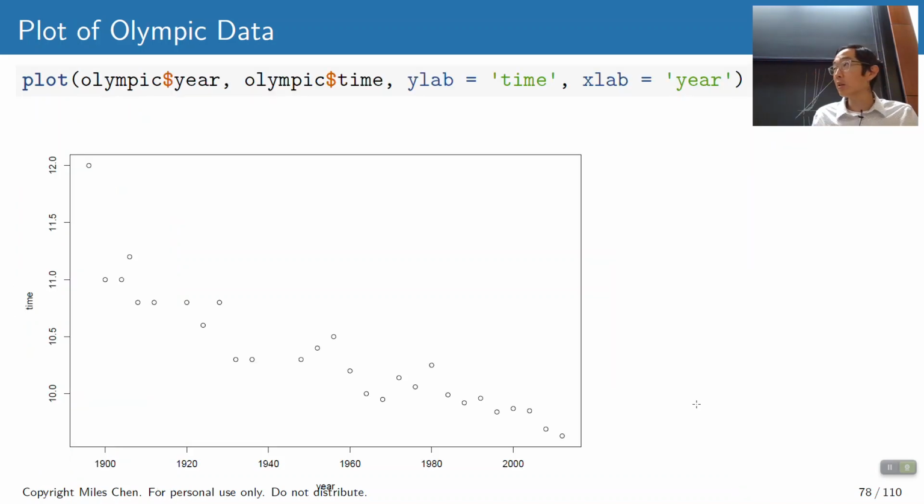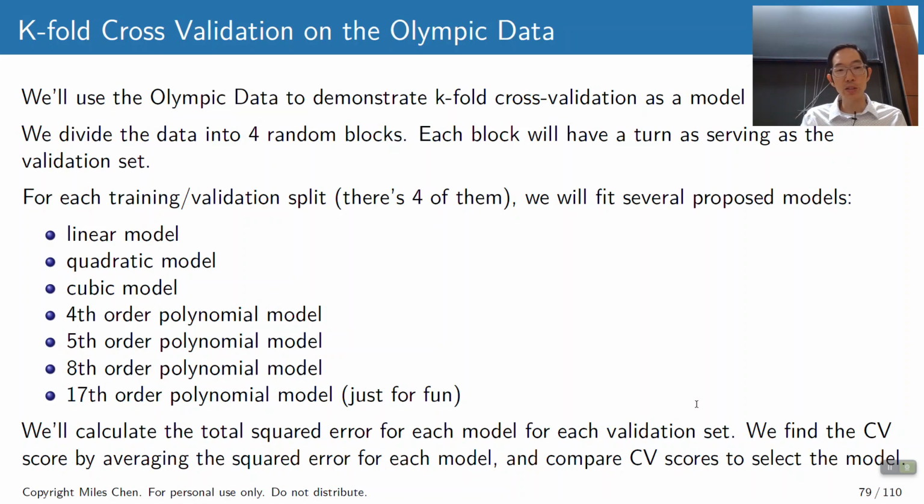Okay, so here is all 28 observations, and I'm going to randomly partition this into 4 chunks of 7. What we will do is, for each of our folds, meaning we're fitting the models on 21 observations, we use that fit line to predict the remaining 7 observations. We're going to try fitting a whole bunch of these different models.